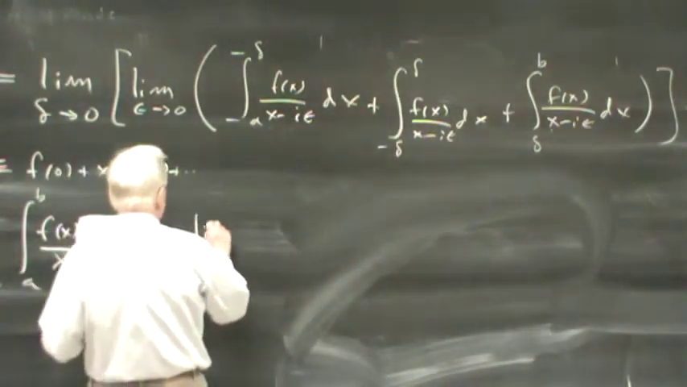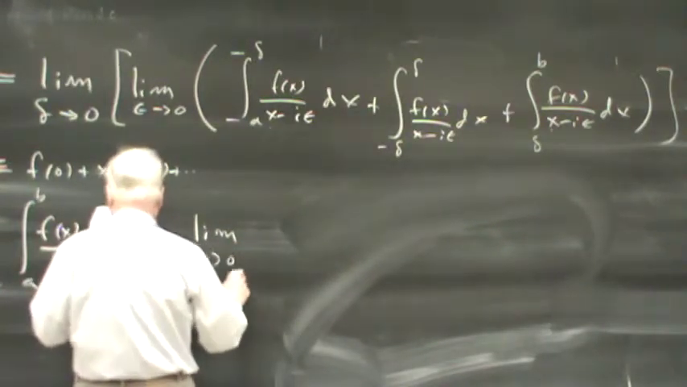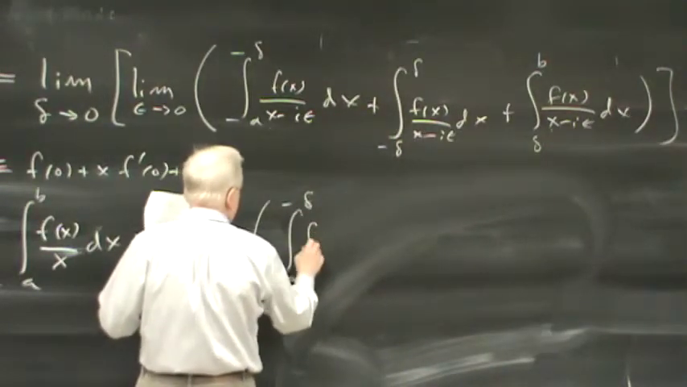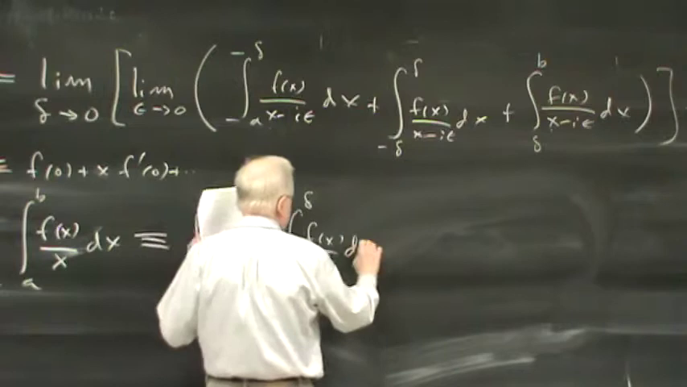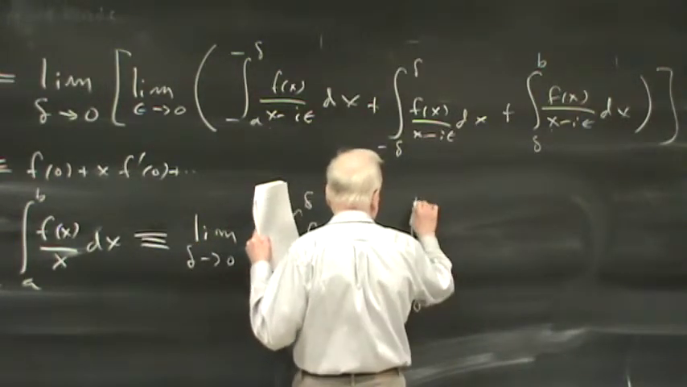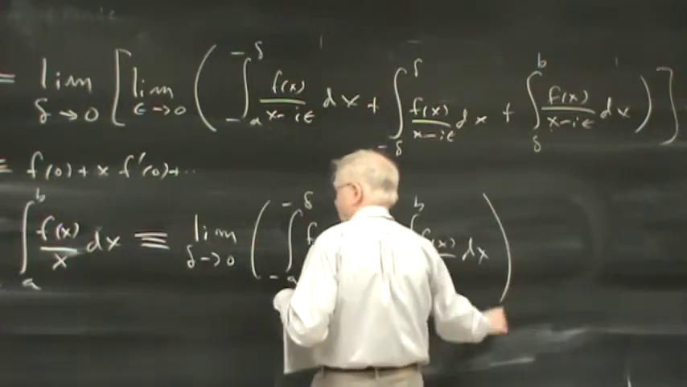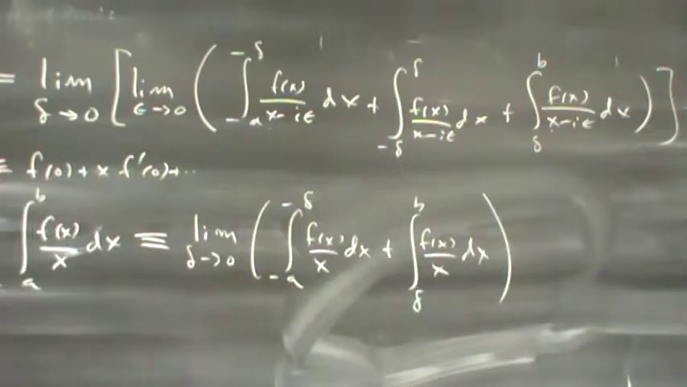So we just have the limit delta going to 0 of the integral from minus a to minus delta of f of x over x dx plus the integral from delta to b of f of x over x dx. Okay, so this is what is called the principal part of the integral. So, in other words, it's not necessarily equal to the integral, but it's the principal part of the integral.